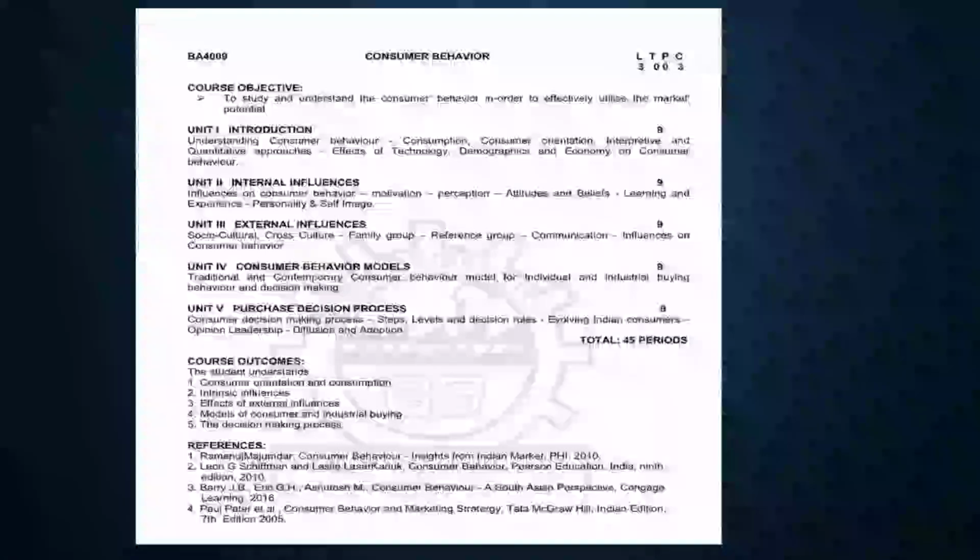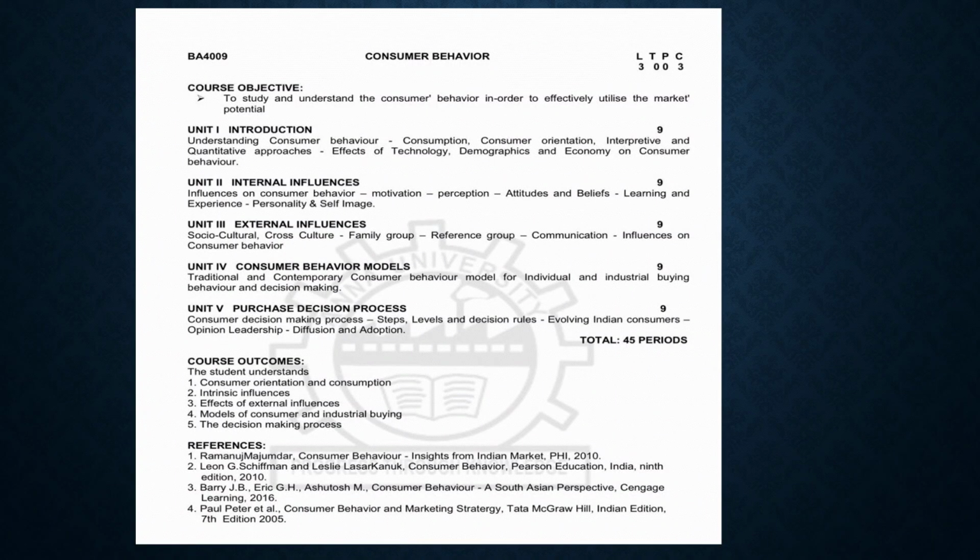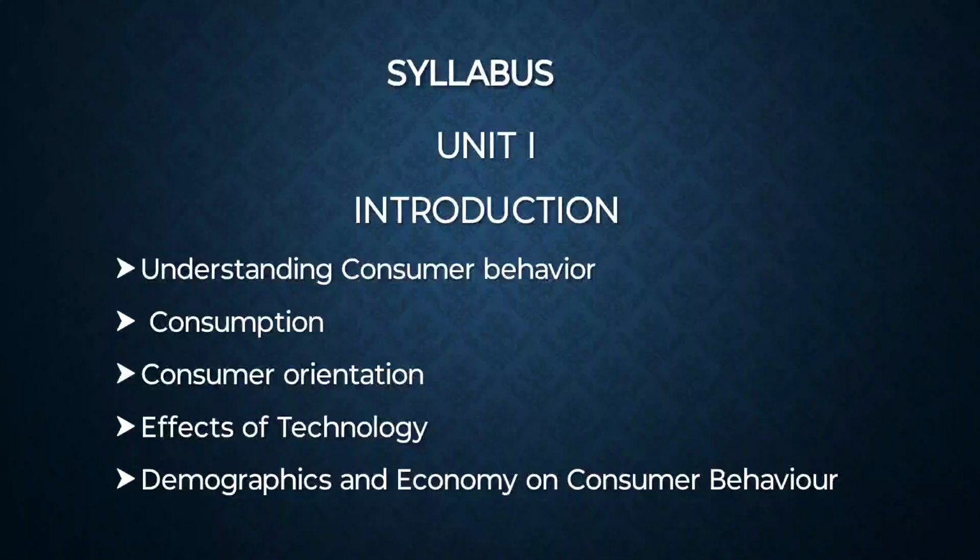So the consumer behavior syllabus: Unit 1 contains the introduction part. Unit 2 contains the internal influences, like the internal behavior of each and every consumer: motivation, perception, attitudes and beliefs, learning and experience, and personality self-management. Then Unit 3 contains external influences, Unit 4 consumer behavior models, and Unit 5 purchase decision process. Next we discuss Unit 1.